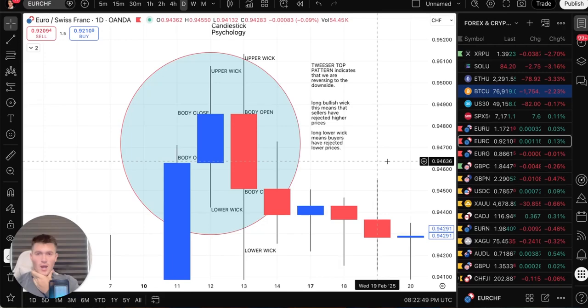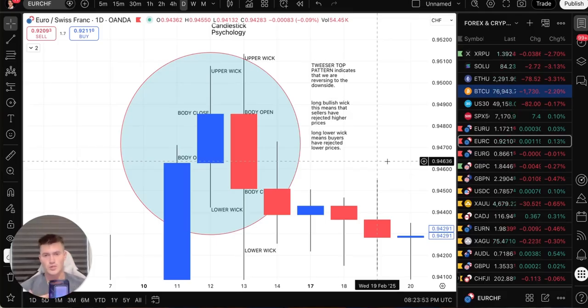Okay, so I hope you guys are understanding this. All we're doing is identifying the candlestick. It's something you need to know. Your wicks, your body opens, your body closes. I'm even throwing in these tweezer top patterns and these tweezer bottom patterns just so that you guys can learn how to use them, especially in your entry signals. A lot of times we're trying to catch reversals, and these candlestick patterns indicate that we are reversing.